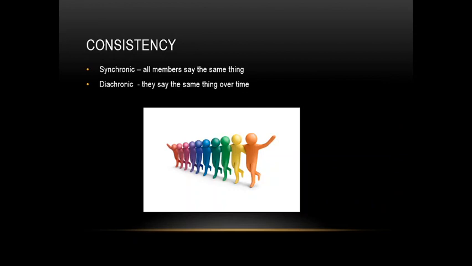Again, consistency, they need to be consistent within the members of the minority group and saying the same thing over time. So if you think about a group like the suffragettes, all members had to give the same message, and equally over a long time all the campaigners need to keep to that same message.